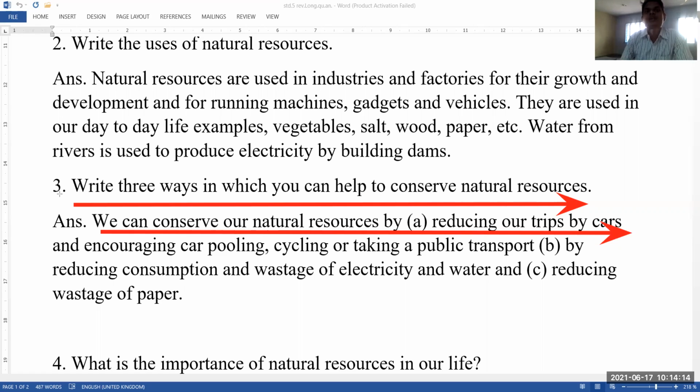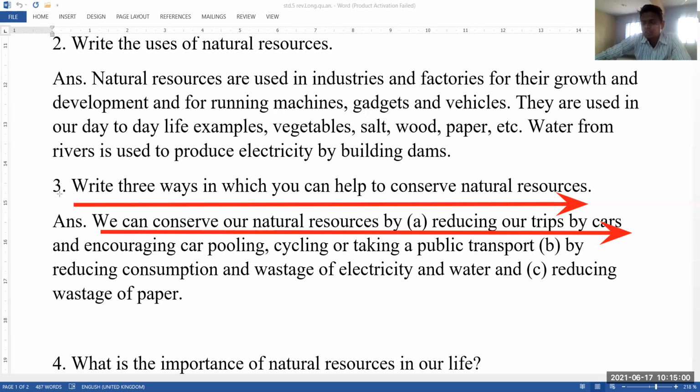Okay, if you are going by bus, then it will be easy to reduce the pollution. Cycling or taking a public transport, whatever the work you have right now at your home, if you have a cycle, then use the bicycle to bring some of the grocery items, good things, use the cycle. And if you have more time, then you should go by walk. You should walk. It's a good decision. It's good for your health, for your mental health, and also good for the nature, for your surrounding nature. Then use the public transport instead of using a car.